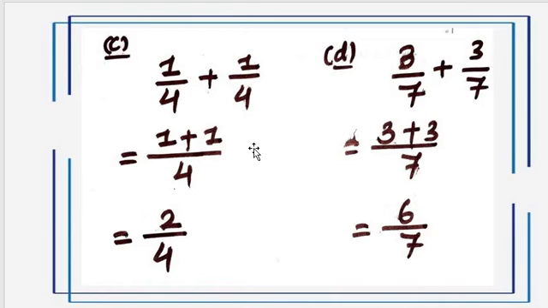Here we start question number D. Let's check the question first, and then, my dear students, you take some time and solve question number D. Understood all? Write question number D: 3 upon 7 plus 3 upon 7. I think you have written 3 upon 7 and 3 upon 7.